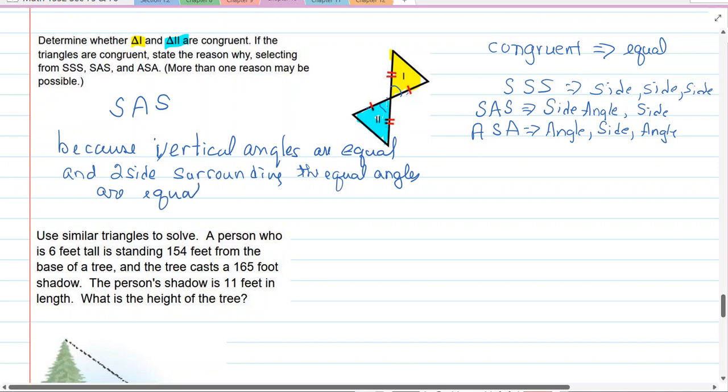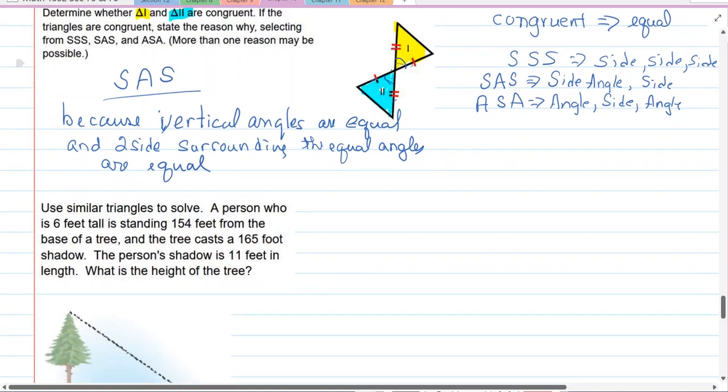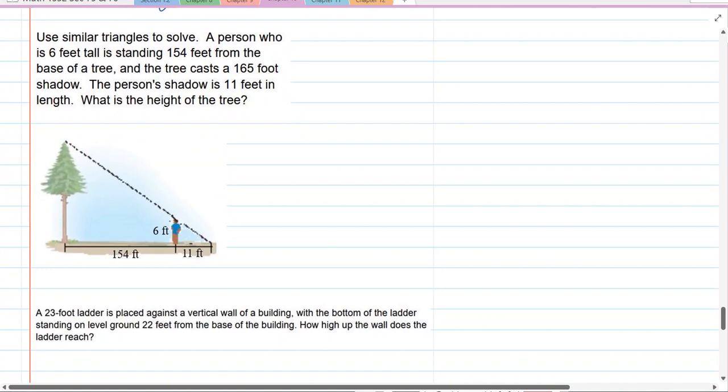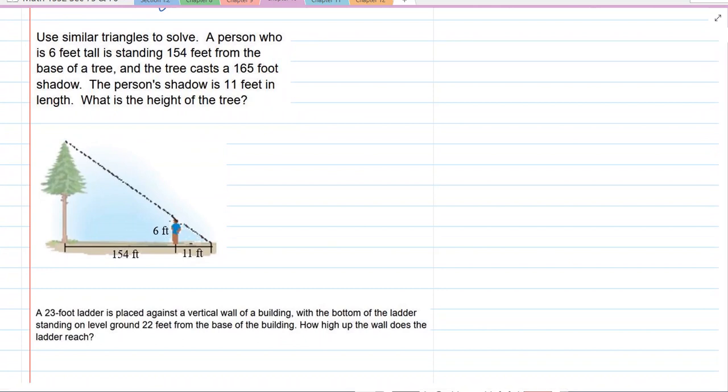So look at it again. We're saying that because the vertical angles are equal and we have two sides surrounding it that are equal, we say side, angle, side. Side, angle, side. And that's what we state for the reason of it being congruent. Now here's an application problem, and it's used as a proportional analysis of figuring out heights.